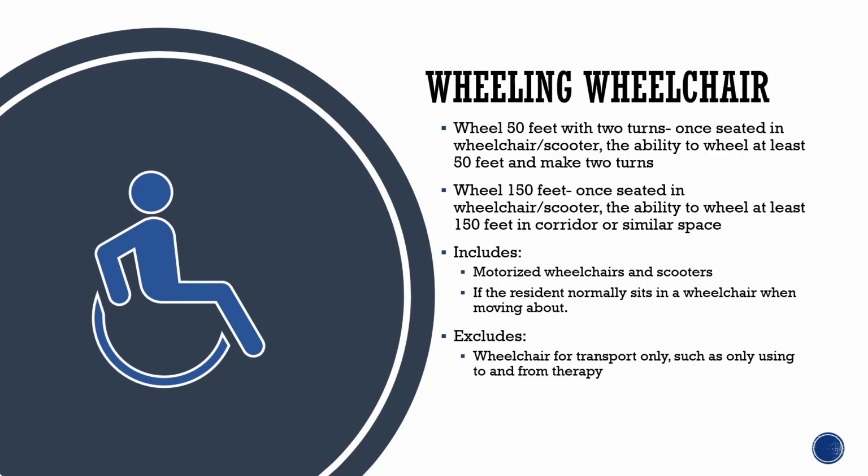This is once seated in a wheelchair or scooter, the ability to wheel at least 50 feet and make 2 turns. Wheel 150 feet is once seated in the wheelchair or scooter, the ability to wheel at least 150 feet in a corridor or similar space. This includes motorized wheelchairs and scooters, if the resident normally sits in a wheelchair when moving about.